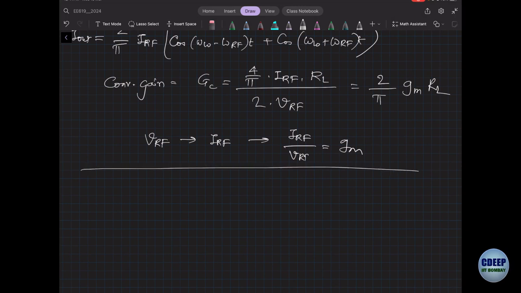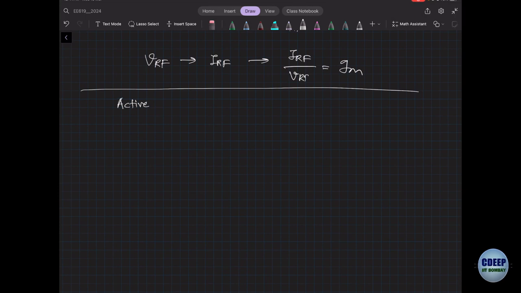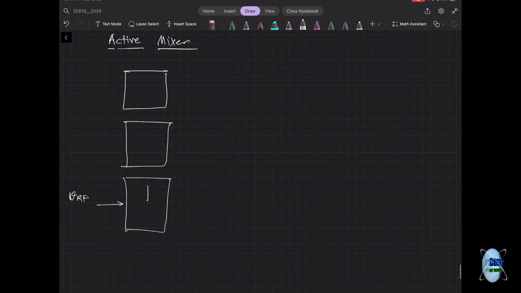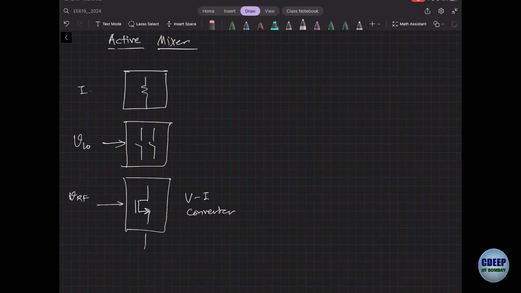One last summary that I would like you to carry with you is, when you come to active circuits, like active mixers, typically we have three stages. First you have RF input going on, and this is a V to I converter or a GM stage. In between, we have switches where we are applying VLO. And after that, you have some kind of resistor, which is an I to V converter, and then you get VIF. This is the way it looks when it comes to active, and there is a current flowing from top to bottom. Next time, we are going to start with something called passive mixing.